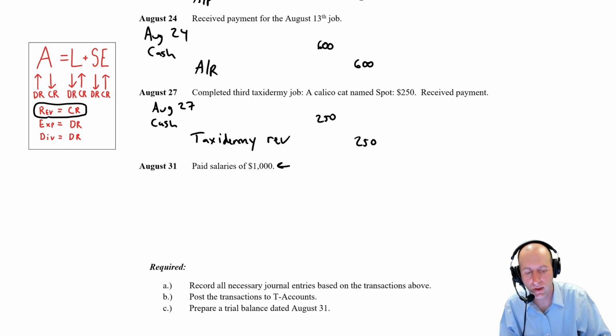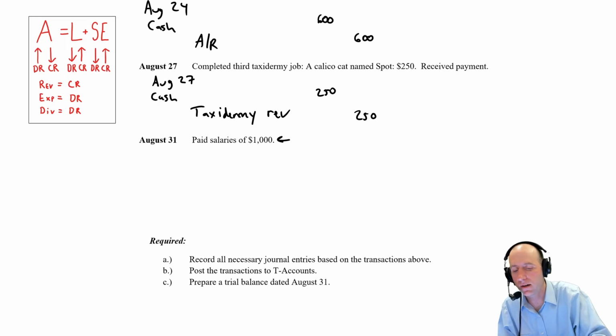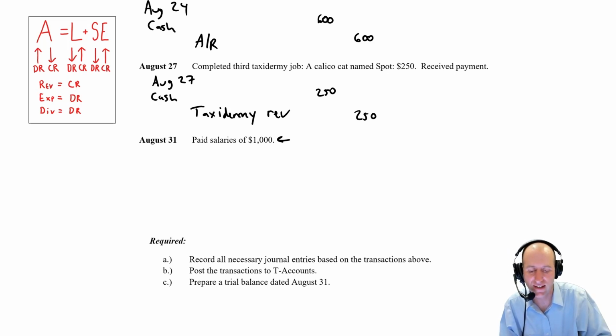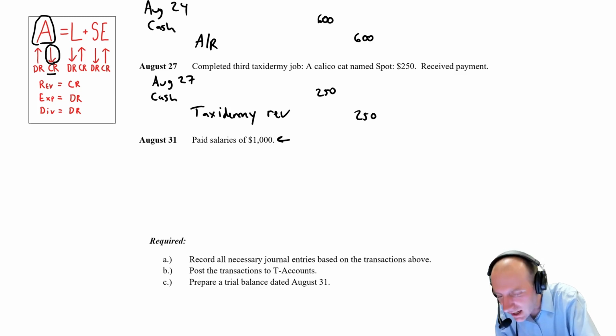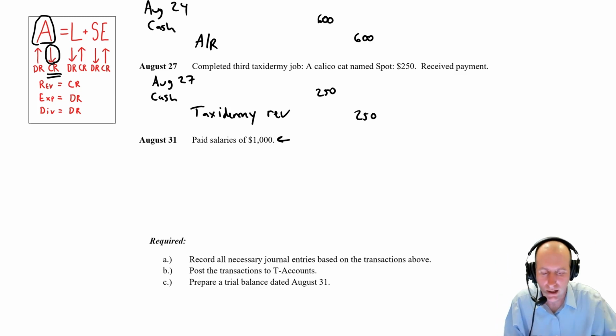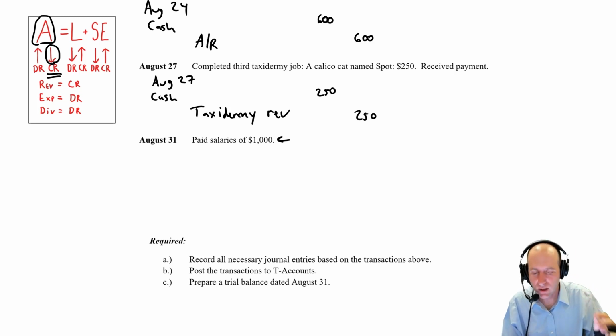Paid salaries of $1,000. Salaries again are a cost of doing business. That's an expense. And whenever I read paid, I think, okay, cash, my asset is decreasing. So let's, I hexed myself. Cash is decreasing. I circled the wrong one. Let's credit cash here.